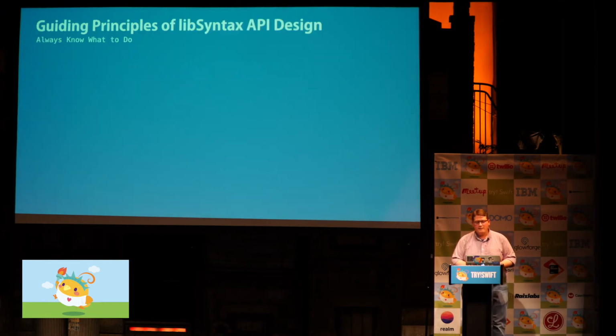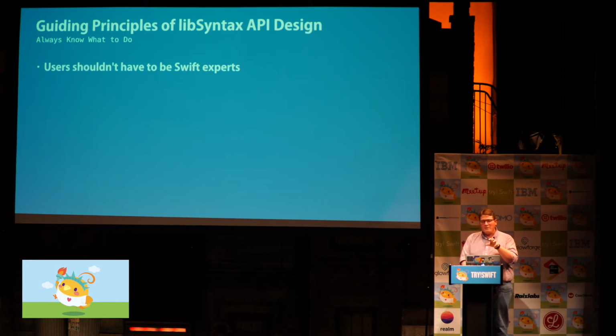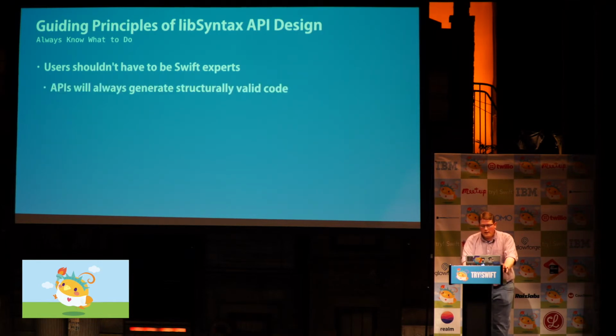All these APIs were developed under a set of guiding principles. Namely, you should always know what to do next if you're trying to build a piece of syntax. Notably, users of libSyntax shouldn't have to be Swift compiler experts. They shouldn't have to know that a struct declaration is called struct syntax. There should be a way for them to figure out those things. The APIs are flexible, and they'll always generate code that is structurally valid.